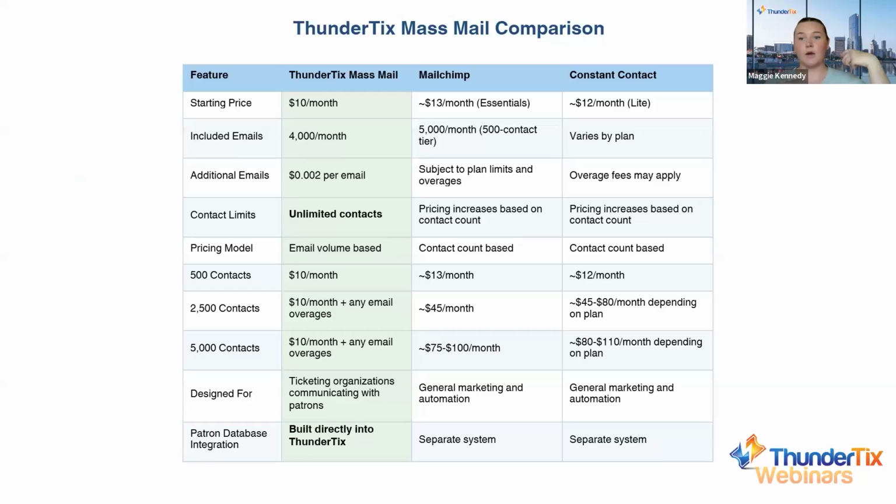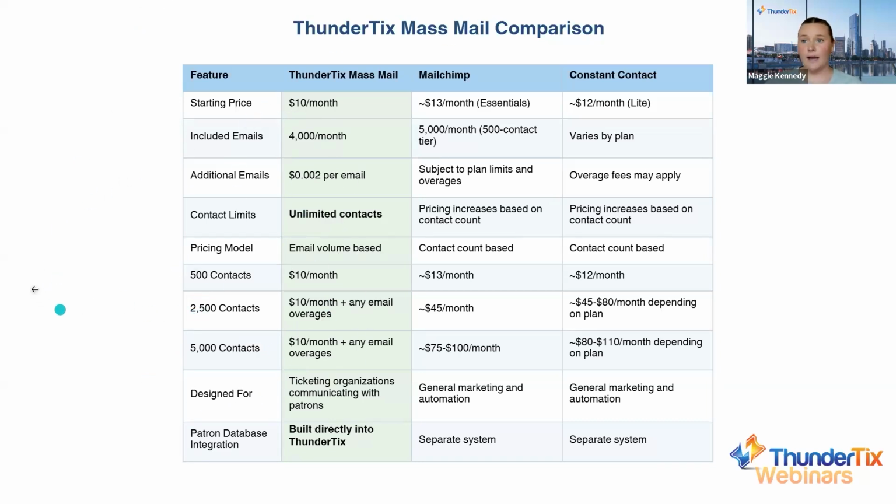The biggest thing I want to hit home on: if you use some other mailing system like MailChimp or Constant Contact, you have limitations on the number of contacts you can have in your system. The good thing about ThunderTix is you can have unlimited contacts. We're not going to charge you for the number of patrons you have in our database. We want you to have unlimited patrons. All we're going to charge you is the structure here: $10 a month, including the first 4,000 emails, and $0.002 per email sent after that. And that's on a monthly basis.